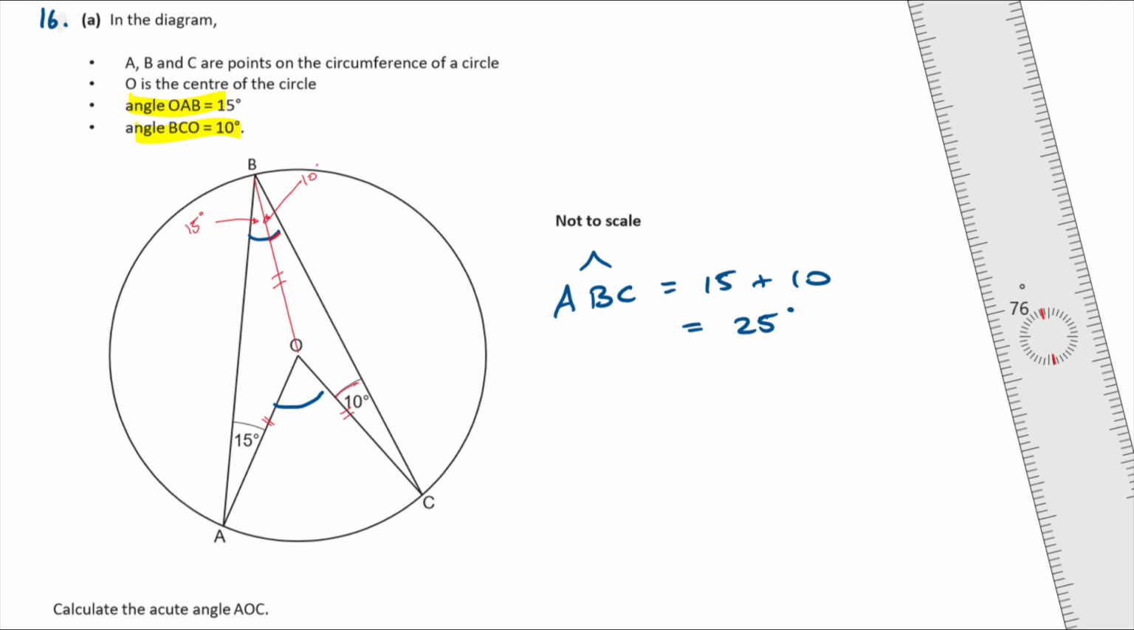Okay. And that means that angle AOC, the angle at the center, is going to be twice the angle at the circumference. It's going to be angle ABC times 2, which is going to be 25 times 2. It's going to be 50 degrees. Okay, all right. So that's not too bad. What's the next one say?